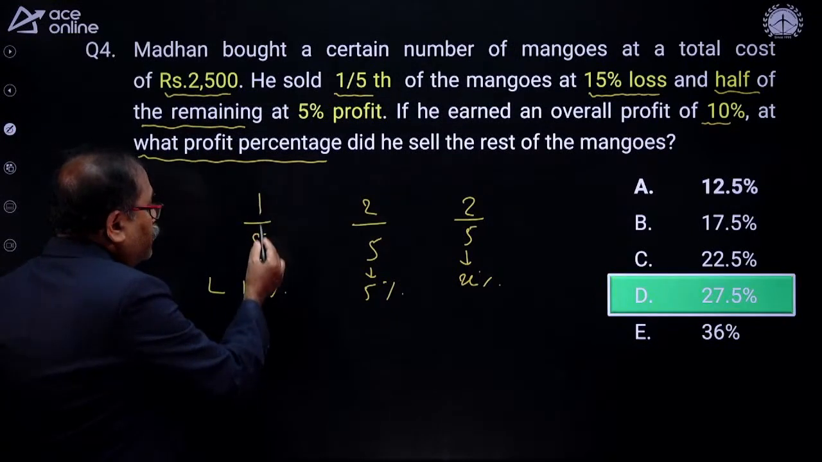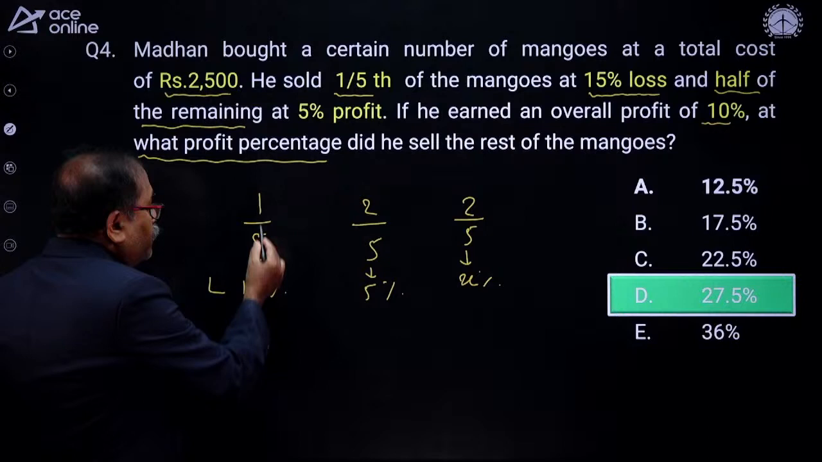That is 1 means minus, as it is a loss, minus 1 by 5 of 15%. And here there is a profit, therefore plus 2/5 at 5% profit, so into 5. And plus here it is a profit, what percentage profit I don't know, X% profit, so into X. And that gives you the total 10% profit. That's over, Appal Naidu.